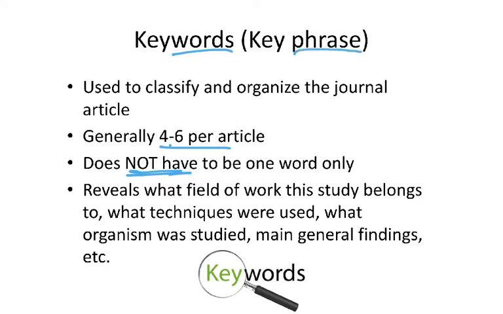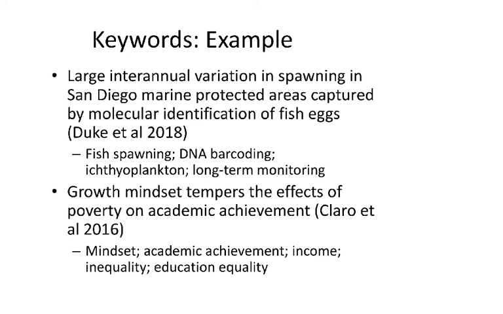And in general, what these keywords are is they're telling what field of work this study belongs to, what techniques or methods were used, what organisms were studied, the main findings. And so again, the point of these keywords is someone either searching for your article, or when the journal's trying to categorize your article, it helps to give a bit of information about what the main parts of the paper are. So here are some examples using that same fish egg paper, Duke et al. 2018. Some of those keywords were fish spawning, DNA barcoding, ichthyoplankton, and long-term monitoring.